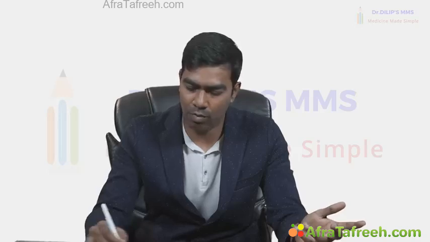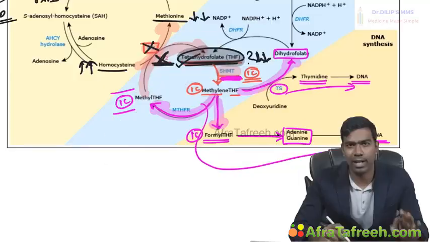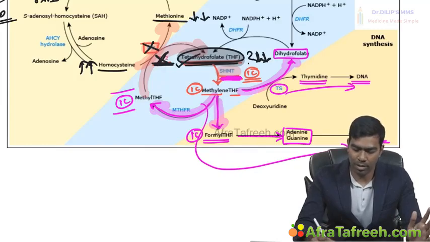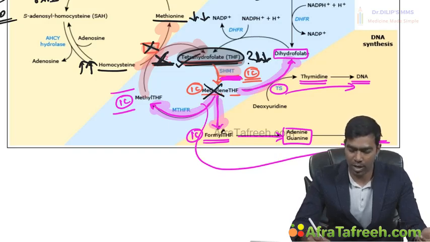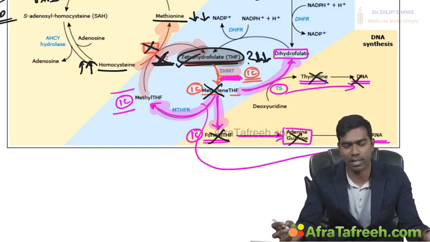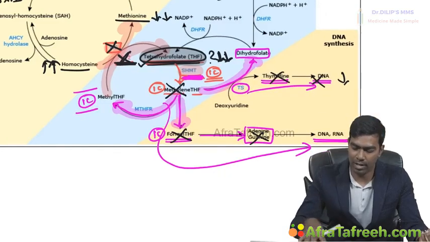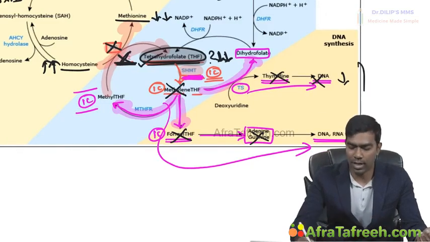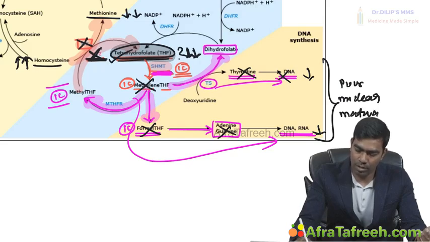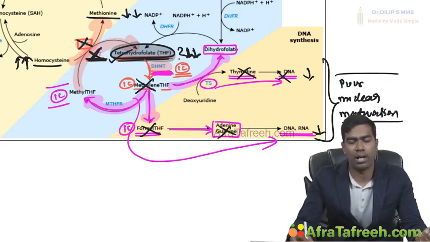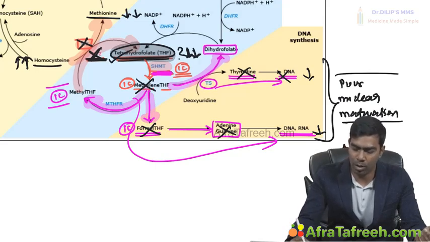So whenever you don't have this folic acid, for example this tetrahydrofolic acid, the tetrahydrofolate is in less quantity, what is going to happen is your methylene THF formation will not happen. If your methylene THF formation will not happen, your formyl THF and your thymidine synthesis, adenine guanine synthesis, nothing will happen. So you'll have a defective DNA and RNA synthesis. So that is the reason why you're going to get something called a poor nuclear maturation, and because of that only you result in hematological problems like anemia and pancytopenia.